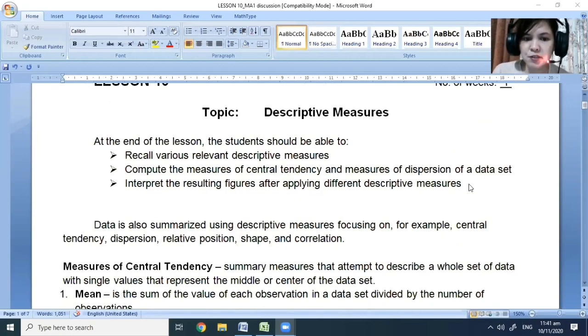Data is also summarized using descriptive measures focusing on, for example, central tendency. When we say central tendency, we're referring to the central value sa pag-given dataset, yung gitna. Dispersion, the variability of the scores from the center, from the mean. It tells how close or scattered the data is from the mean, agwat sa gitna. Relative position, the rank of the scores, data score. Shape, the shape of the frequency distribution, how we can draw the scores, what's their shape. Then correlation, the relationship between variables.